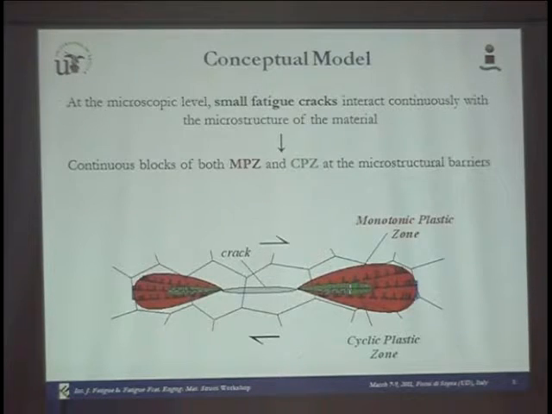And then let's imagine a small crack propagating in a polycrystal material. Ahead of that crack we have a monotonic plastic zone and a cyclic plastic zone due to the unloading process. And we know that at the microscopic level, small fatigue cracks interact continuously with the microstructure of the material. And that interaction, we assume, comes from the continuous blocking of both the monotonic plastic zone and the cyclic plastic zone at the microstructural barriers. That barrier can be grain boundaries, for instance.